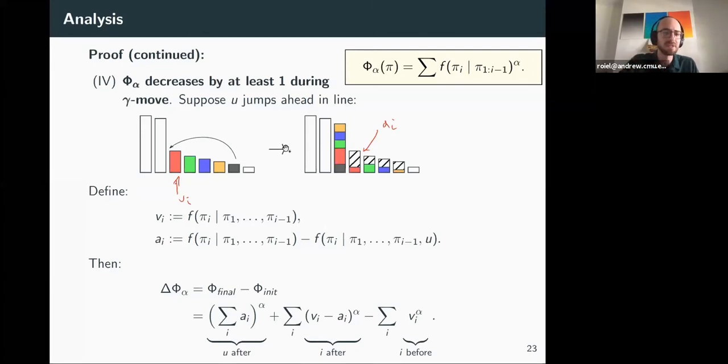Then U's height after is exactly the amount that U stole from everybody. So it's just the sum over i of a_i. And so U's contribution to the potential is this term to the alpha. Now each person that U cut in line after the move has a height of v_i minus a_i, and so it's contributing that to the alpha. And before the move, it had a height of v_i, so it's contributing just v_i to the alpha.